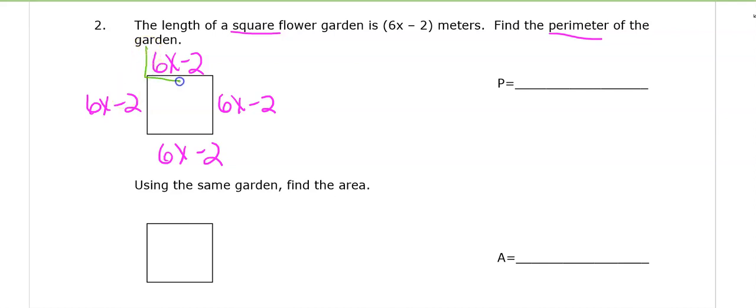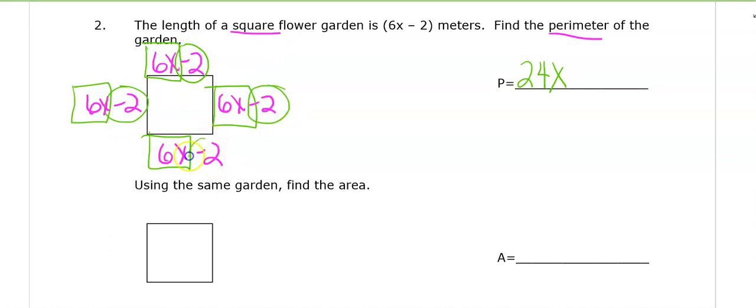So I have 6x and 6x, they all have the same last name. So that is 24x. Then you have negative 2, minus 2 is negative 4, minus 2 is negative 6, minus 2 is negative 8, meters. So that is 24x minus 8 meters for the perimeter.